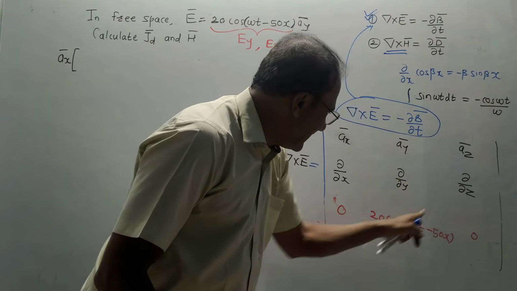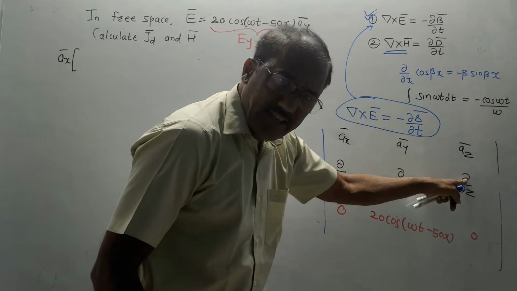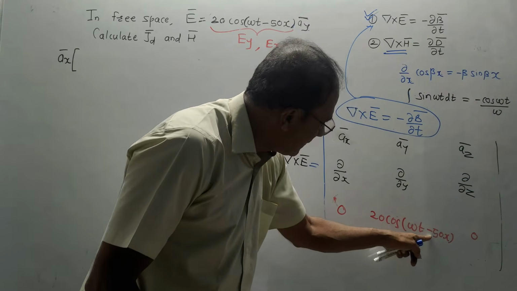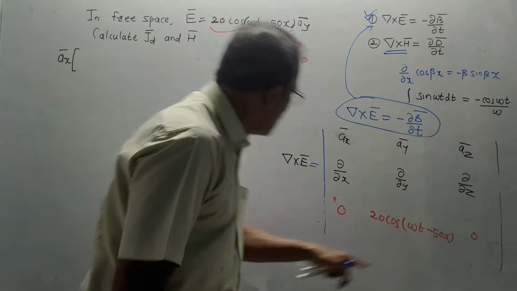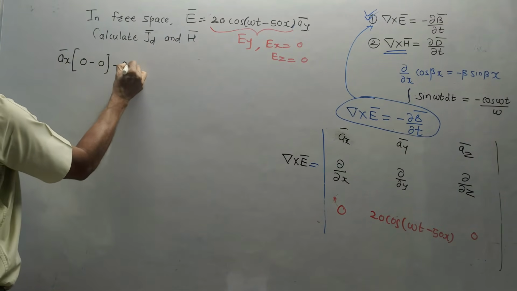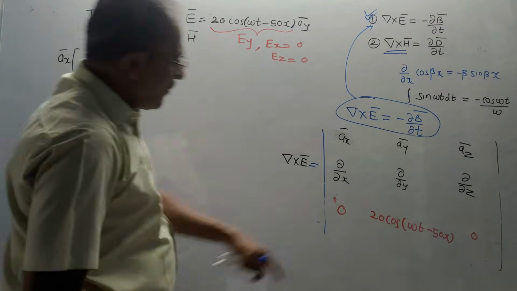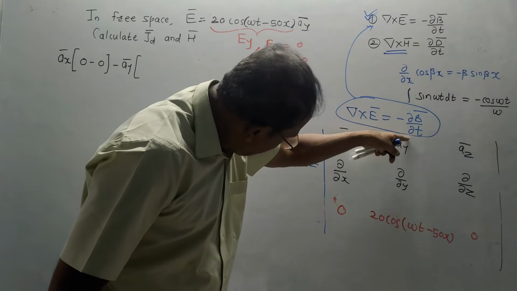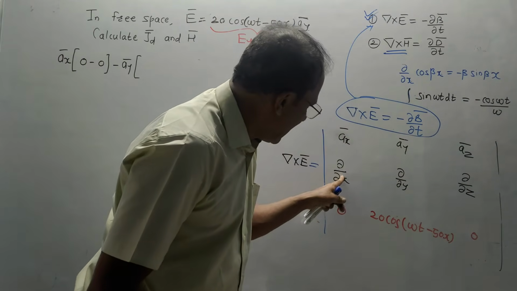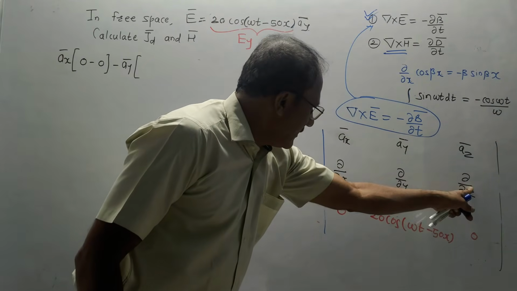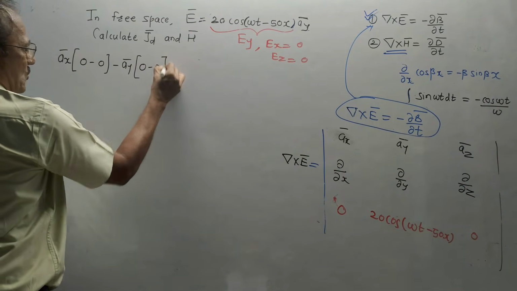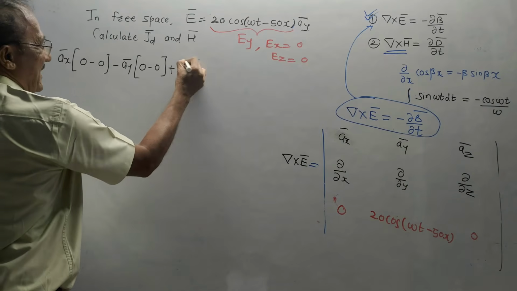Then del by del z of this term. See, this is the derivative with respect to z of this term. This term doesn't have any z term, so it is naturally becoming 0. So I will write it as 0 minus 0, minus ay bar, second term. While considering the second term, as usual, skip this column, skip this row. So del by del x into 0 is 0. Del by del z into 0 is 0. So I will write it as 0 minus 0 plus AZ bar.